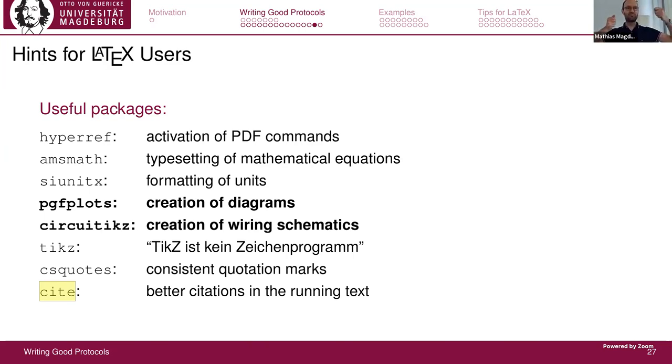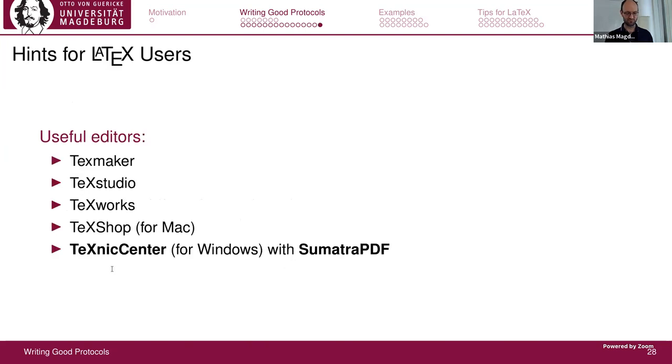If you cite many sources at one time, and usually it would say this is given in source 3, 4, 5, 6, then the cite package would combine this and say this is given in source 3 to 6. It would shorten this format and do lots of stuff like this.